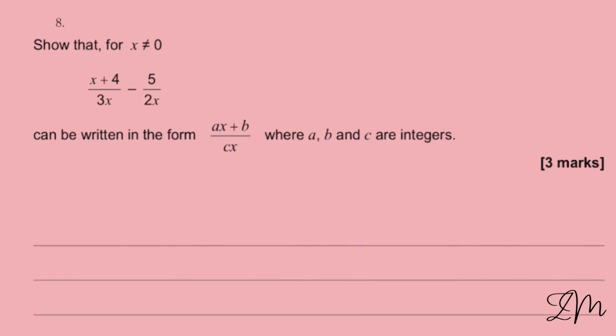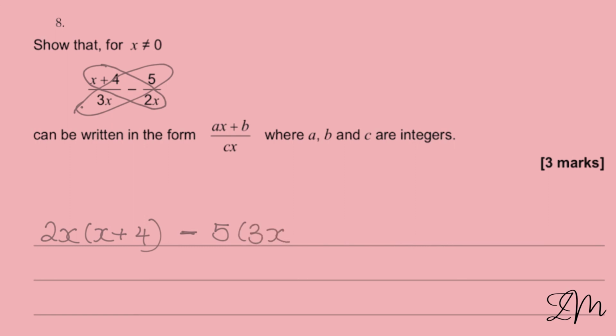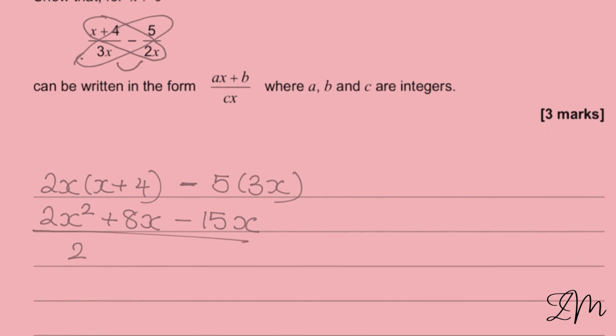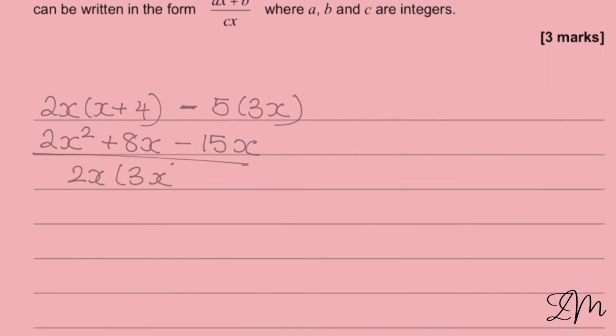Okay, so another AQA question. Again, we're just going to butterfly it. So let's butterfly those two. 2x, x plus 4, minus 5 times 3x. So we've got 2x squared plus 8x minus 15x on the top. And then on the bottom, we've got 2x multiplied by 3x.